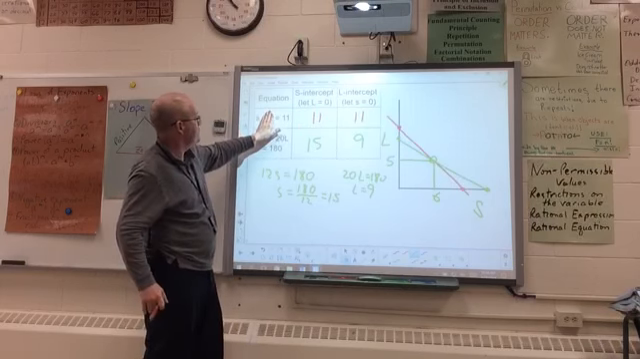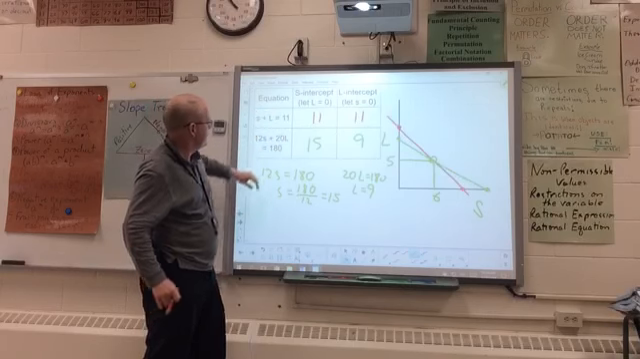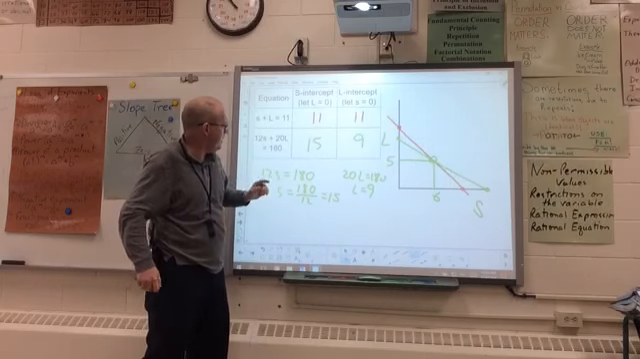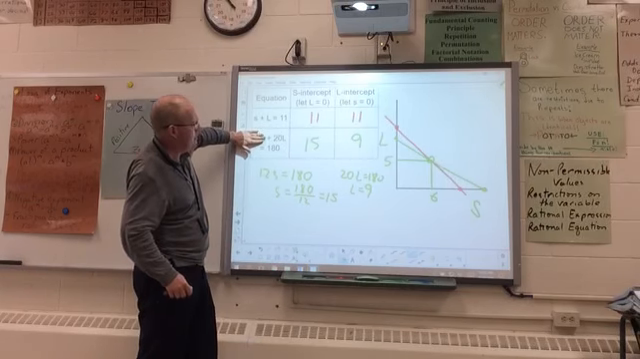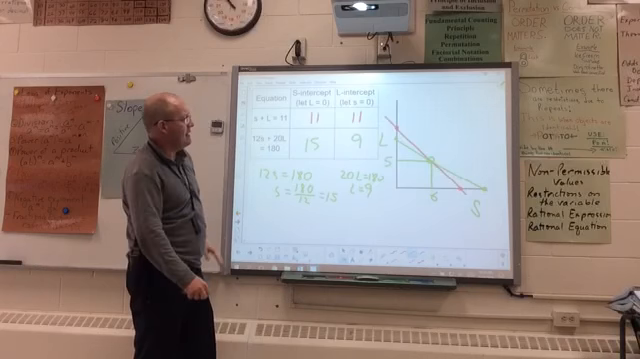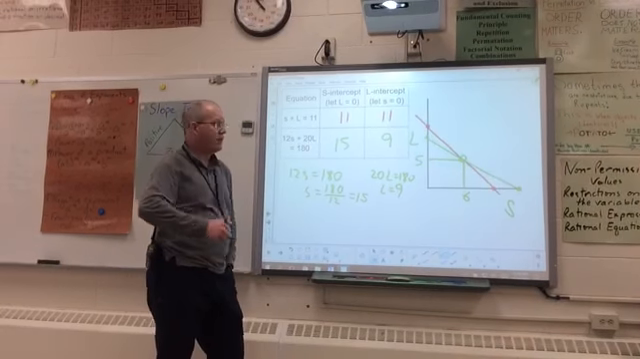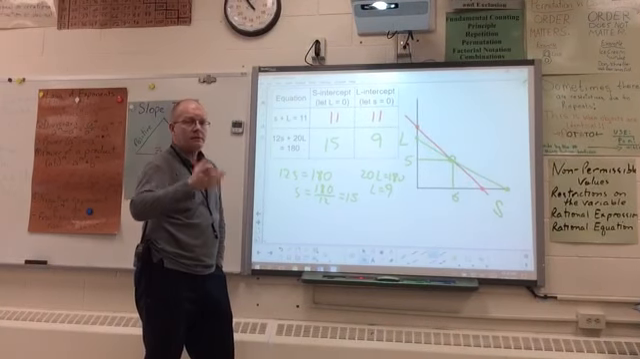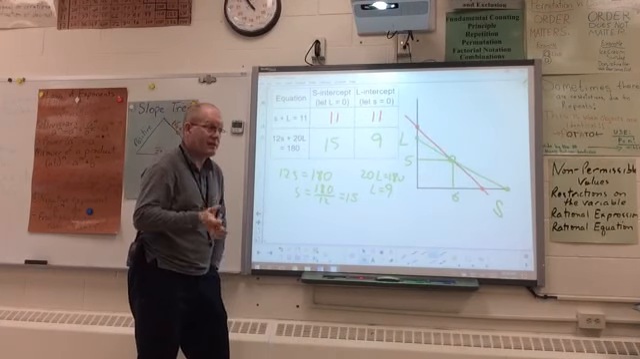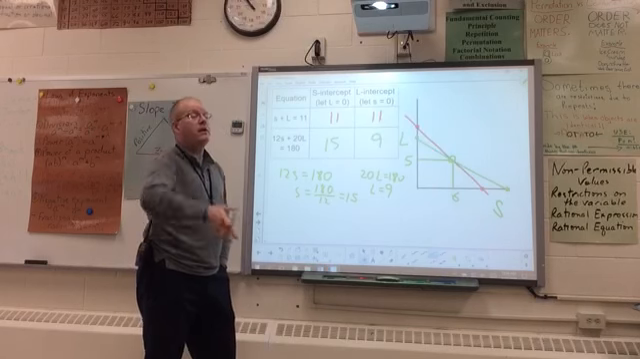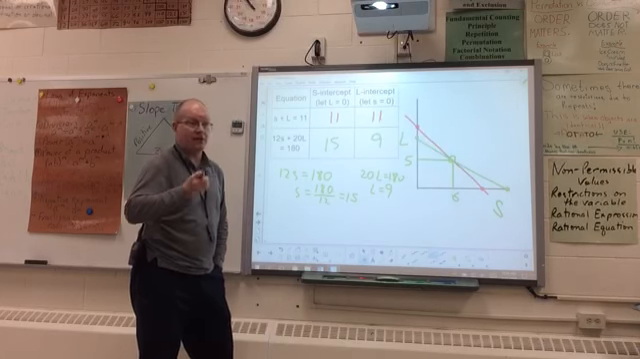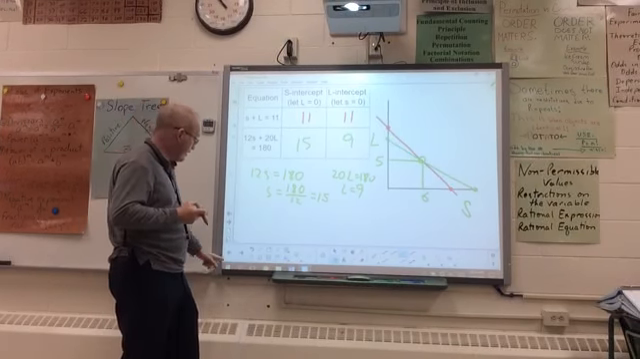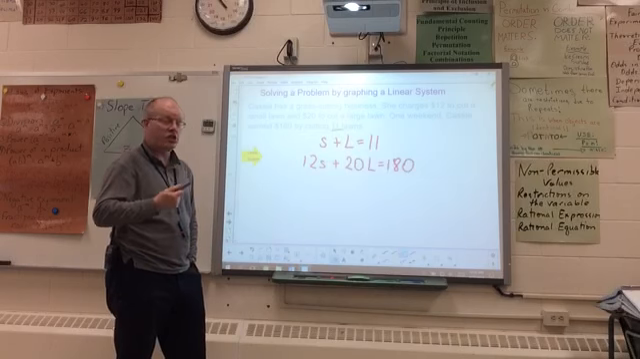If L is 0, S is 11. If S is 0, L is 11. Same thing down here. If L is 0, 12S equals 180, so S is 15. If S is 0, then L is 9, because 20L is 180. Now, the problem here is drawing the graph. As I've explained before, I can't use a ruler on this because it doesn't work very well. You've got to really have a piece of graph paper and draw a nice graph, or have Mr. Graphing Calculator do it. So this one kind of sucks. That's why I'm going to go back and cheat.